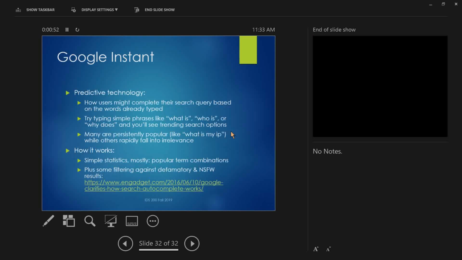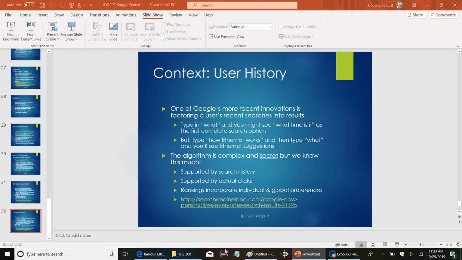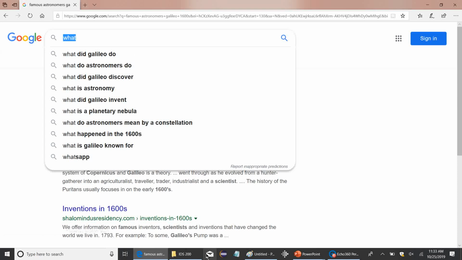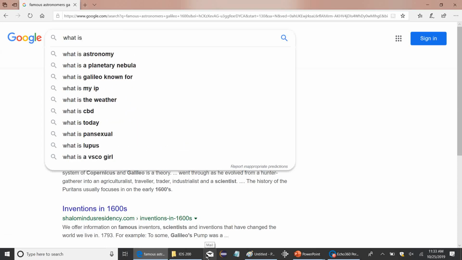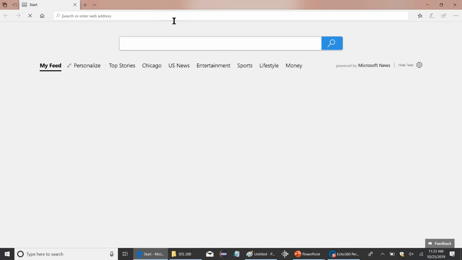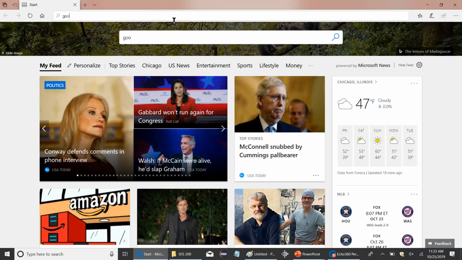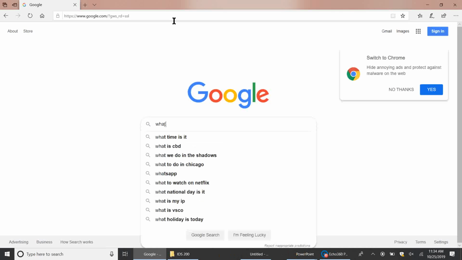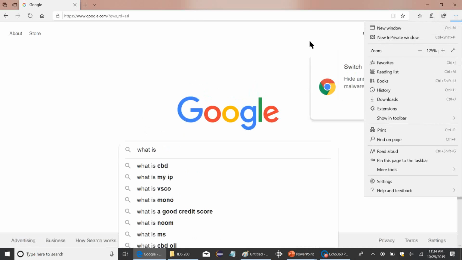Last thing, Google Instant. In a sense, this is a predictive technology. When we type in words, Google tries to guess, hey, maybe you're looking for this. So if I type in "what is," actually, I'm going to kill this and do it fresh. So we'll see what we get here. "What is," yeah, so if I do this, I freed myself from all this astronomy stuff.